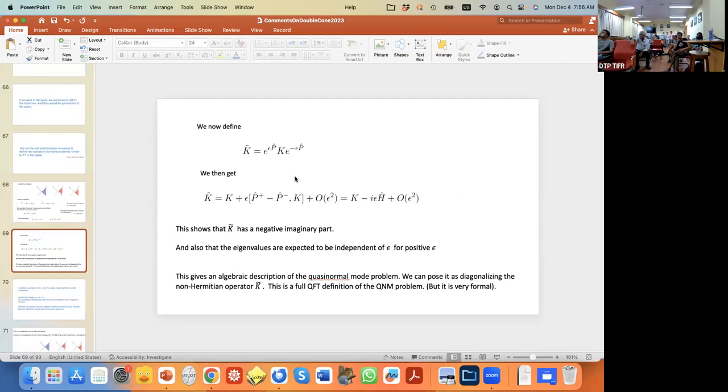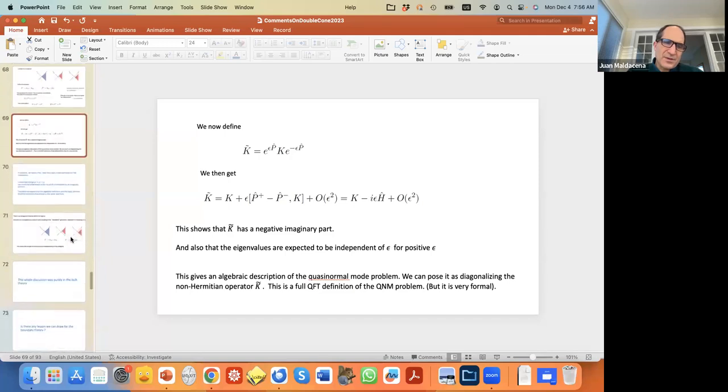Now, the thing is that maybe there might be some other way of defining K tilde which does not involve the coupling between the two sides. So we did not show that there was not another way of defining it. Certainly with this definition, you need a coupling between the two sides, but there might be another definition that does not need the coupling between the two sides.